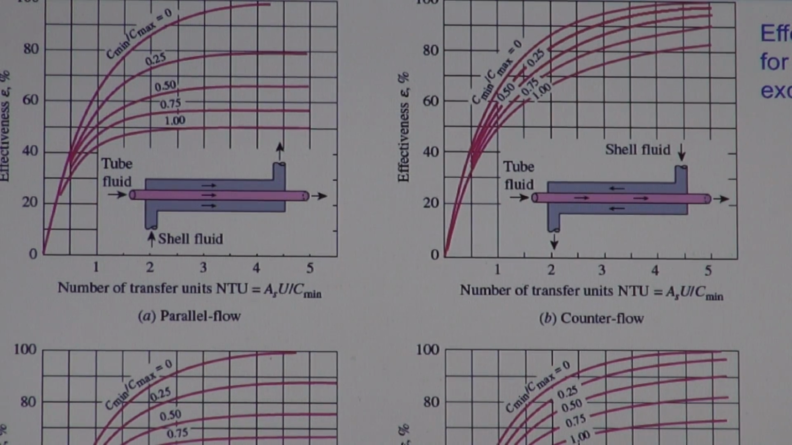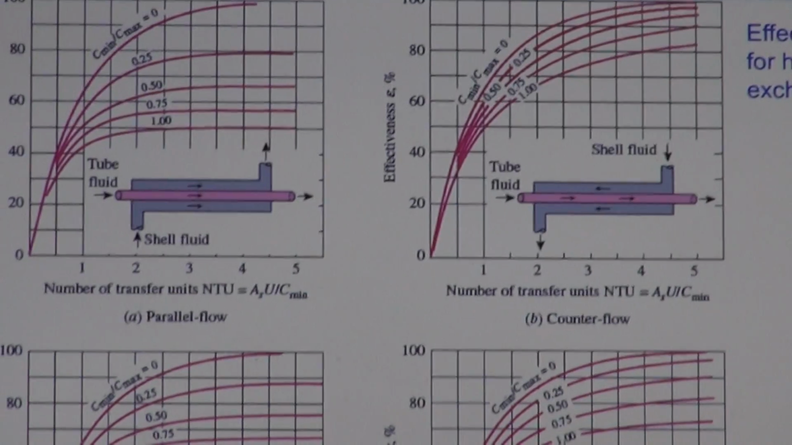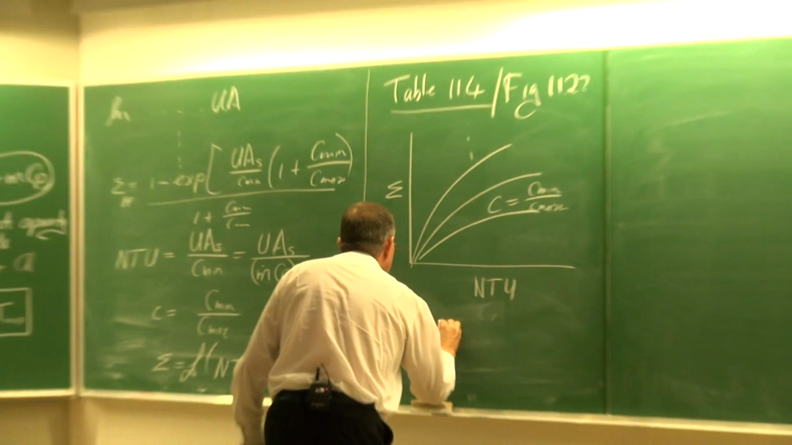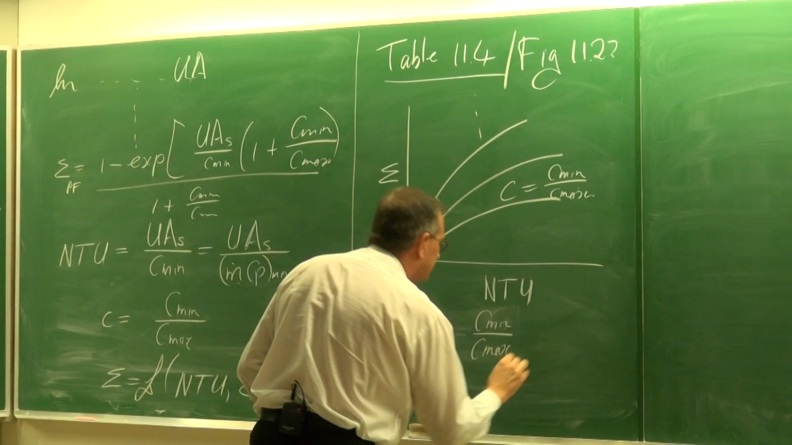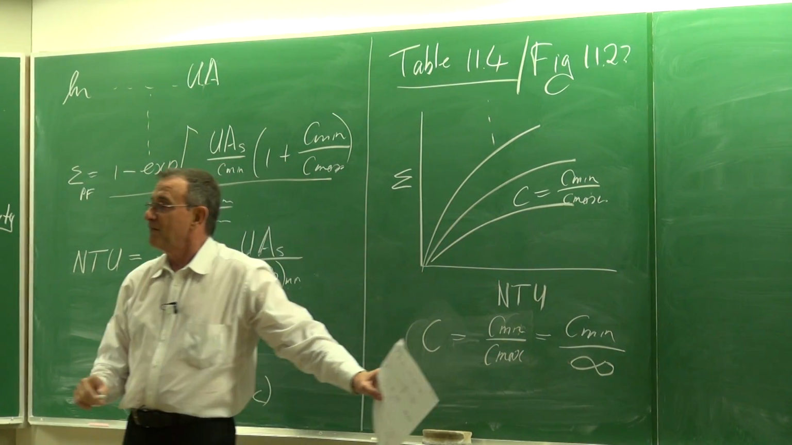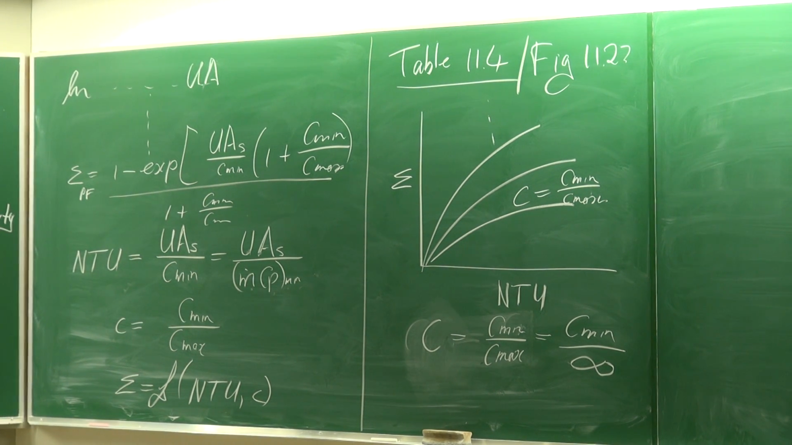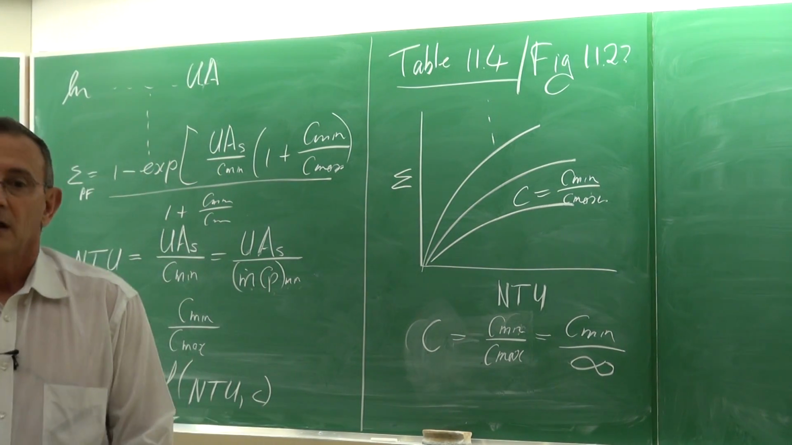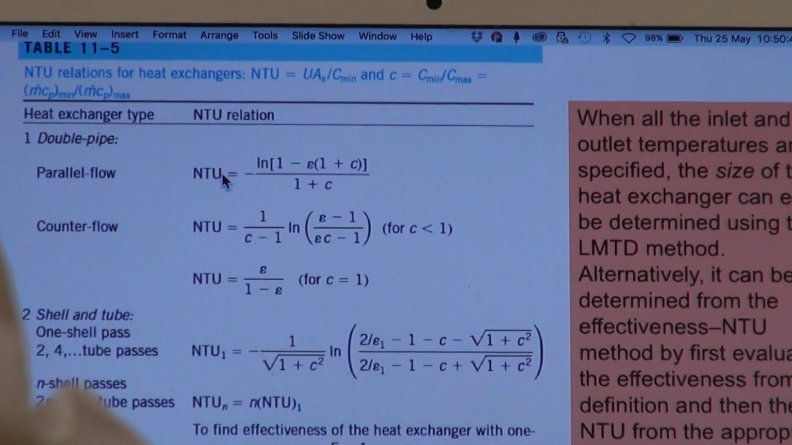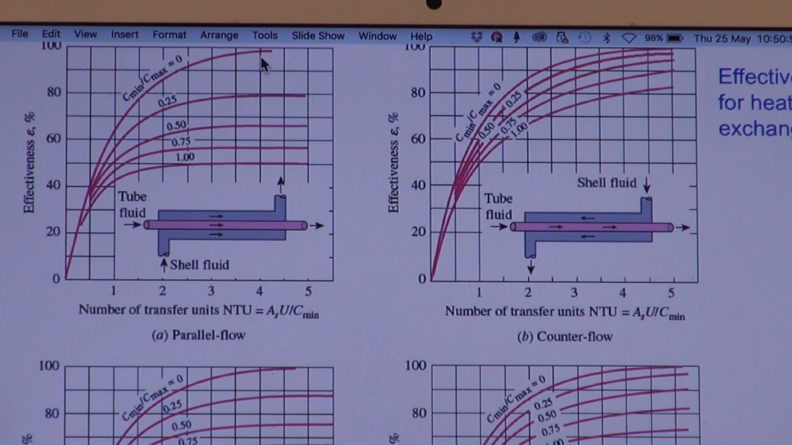If, however, the C value, C is equal to 0. Now, when will C be equal to 0? C is equal to C minimum divided by C maximum. When will that be equal to 0? It will be equal to 0 when we've got a high value there. When do we have a high value? When we've got a two-phase flow. Okay, so then C will be equal to 0. Now if we look at the zero line, there's the zero line there. You can see that you can get to an efficiency of about 90% if the NTU is about 2.3 or something like that. You can go to 90%.